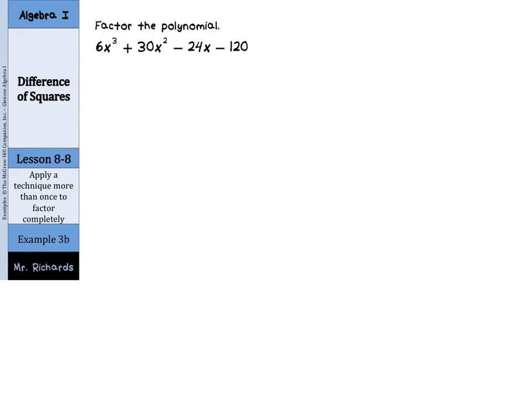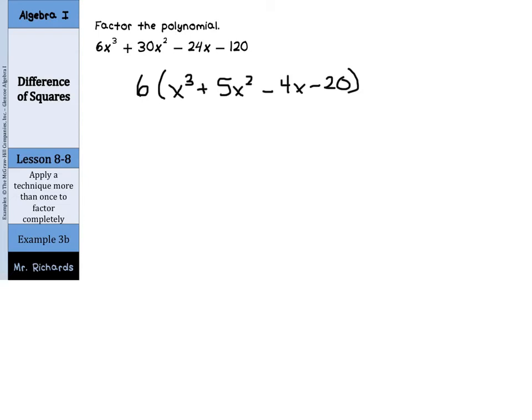And now we have 6x cubed plus 30x squared minus 24x minus 120. In this example, we can again start by factoring out the GCF. And what is our GCF of all these numbers but 6? So we'll have 6 times x cubed plus 5x squared minus 4x minus 20.